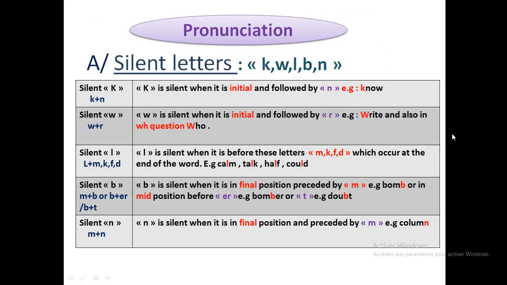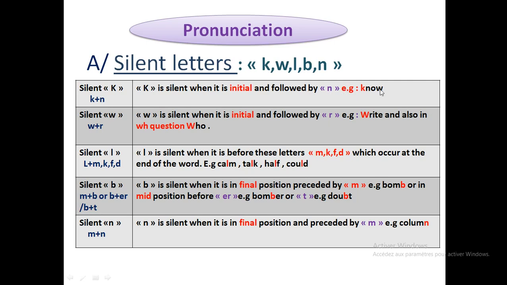Now we move to pronunciation lessons. In pronunciation, you have only two lessons. The first one is silent letters, الحروف الصامتة. K, W, L, B, N. You have these letters. Silent K, you have K plus N. It means K is silent when it is initial and followed by N.